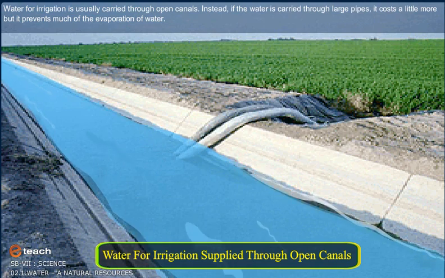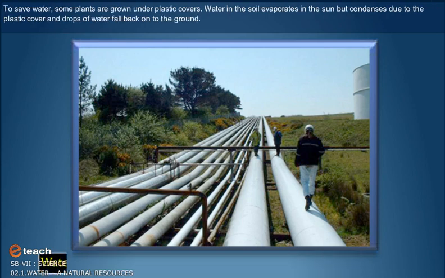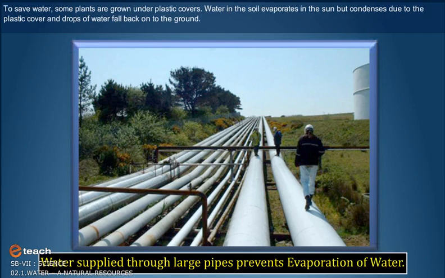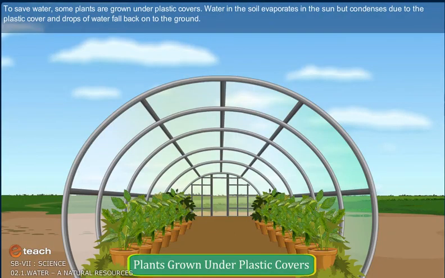Water for irrigation is usually carried through open canals. Instead, if the water is carried through large pipes, it costs a little more, but it prevents much evaporation. To save water, some plants are grown under plastic covers. Water in the soil evaporates in the sun but condenses due to the plastic cover, and drops of water fall back onto the ground.